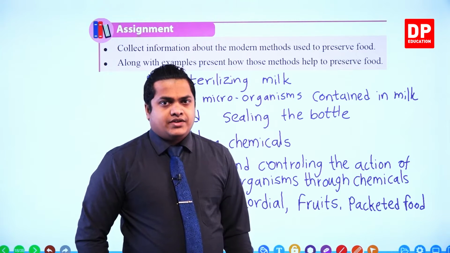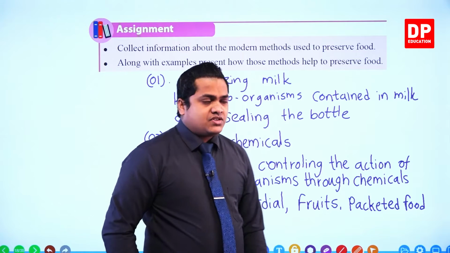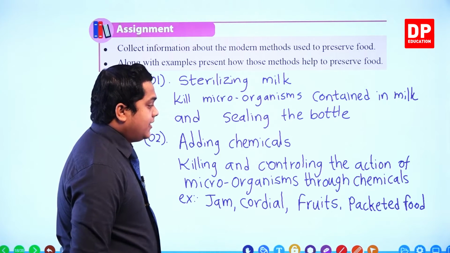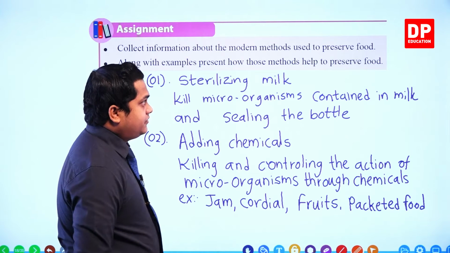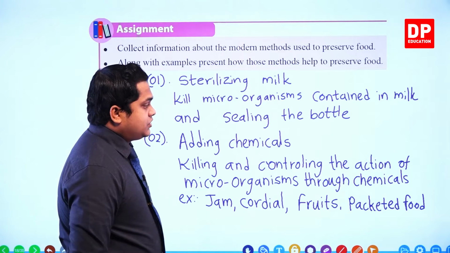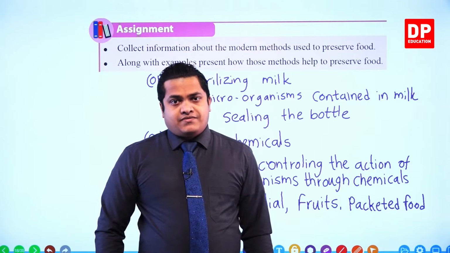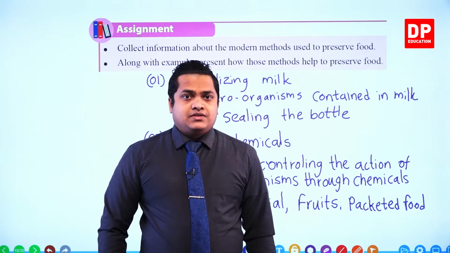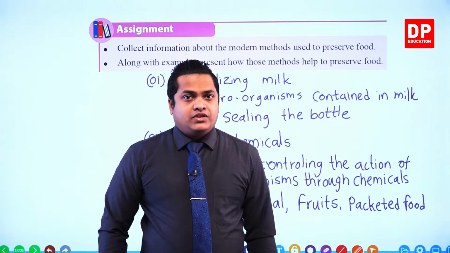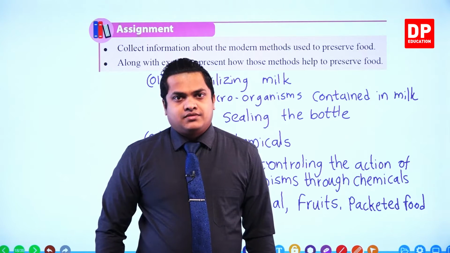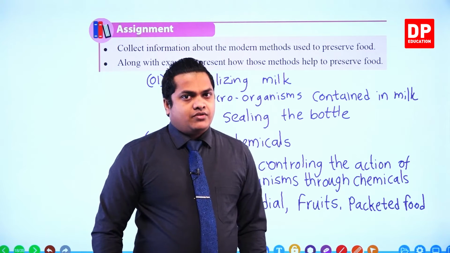Okay, right. So these are just two examples, my dear children. Not traditional, two modern methods of food preservation. So I have written down two. You may find some other good examples which can be used to preserve food, but they should not be traditional, they should be modern ones, modern trends. Okay, so I have written down two.